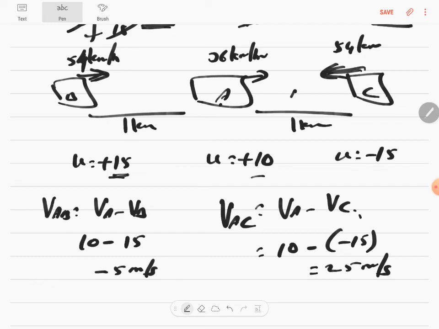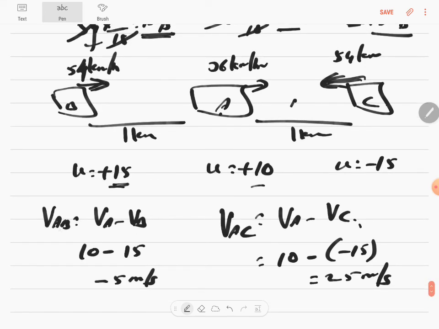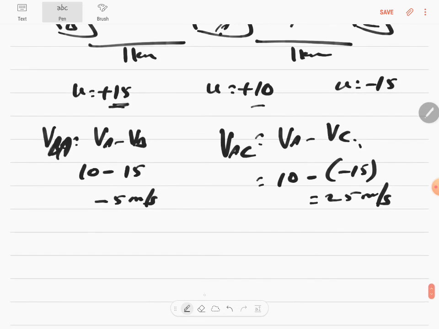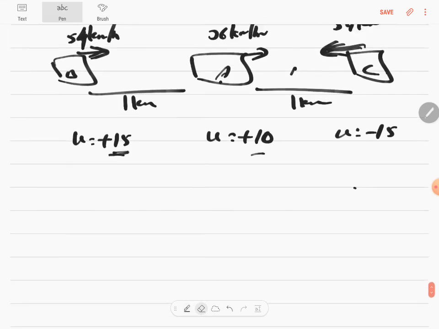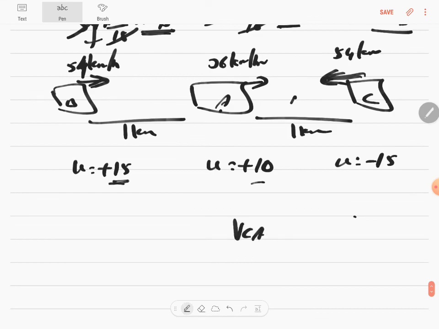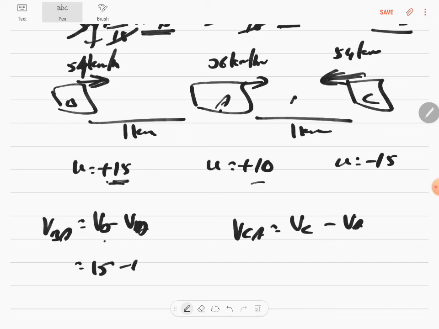So VA minus VB is minus 5 meter per second. I wrote it as 5. Oh, VBA, B with respect to A, and AC. This is also CA. Actually, I have made one mistake here. It's better for us to avoid the negative sign. We'll do VCA and VBA. VBA is VB minus VA. VCA is VC minus VA. What is VBA? VB is 15, VA is 10, so it becomes 5. The negative sign is not there, so I'm safe like this.